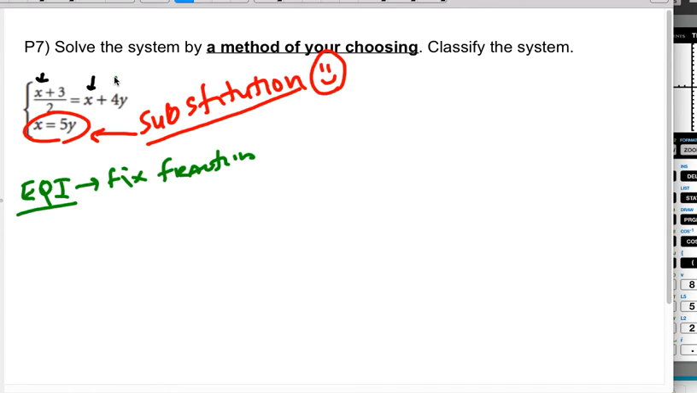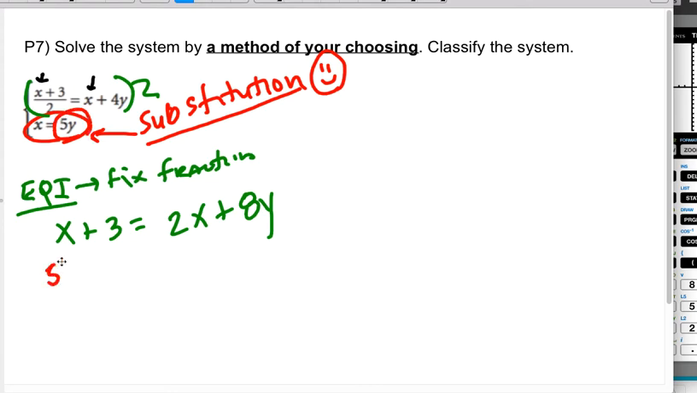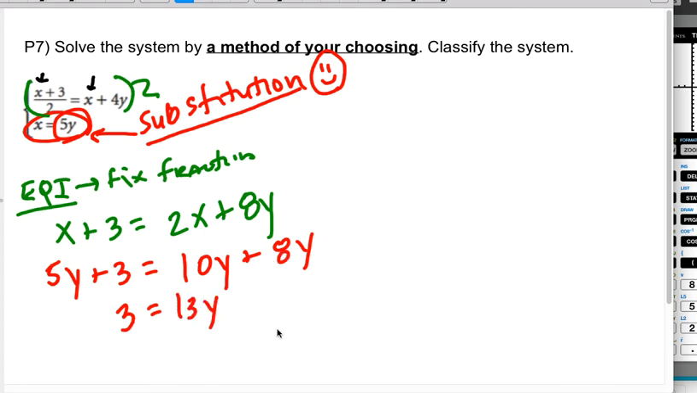I'm going to say, you know what, I really hate this. Let's just multiply this whole thing by 2. So that's going to give me x plus 3 equals 2x plus 8y, right? And then I'm going to say, everywhere I see an x, it's actually a 5y. So 5y plus 3 equals 2 times 5y, which would be 10y plus 8y. If I put all my y's on the same side, I get 3 equals 18y minus 5y, which would be 13y. So I get y is 3 over 13, which is no fun at all.